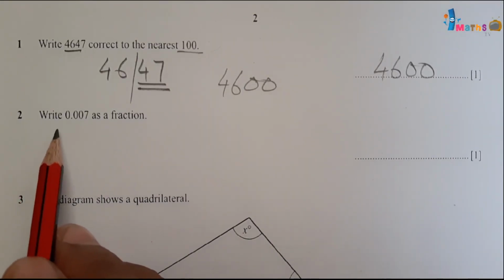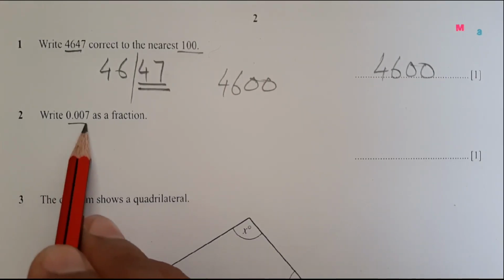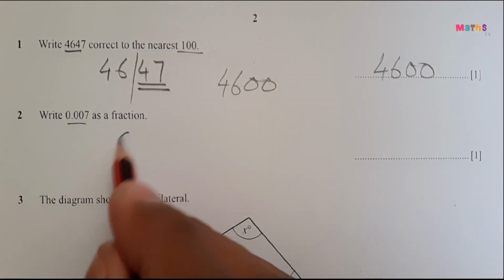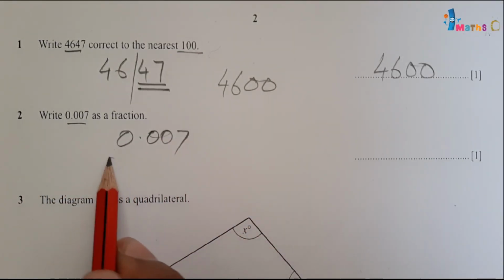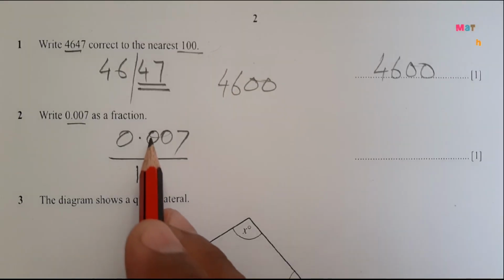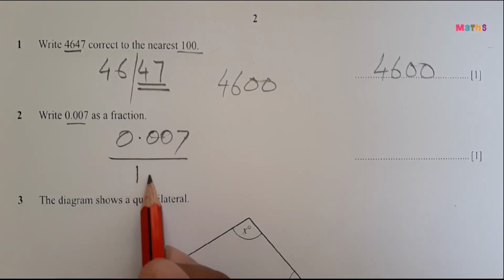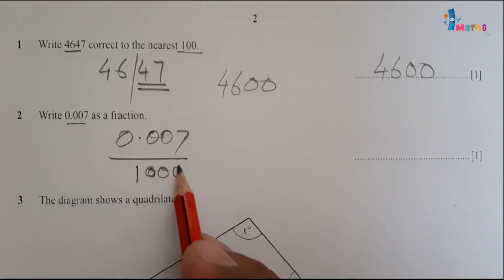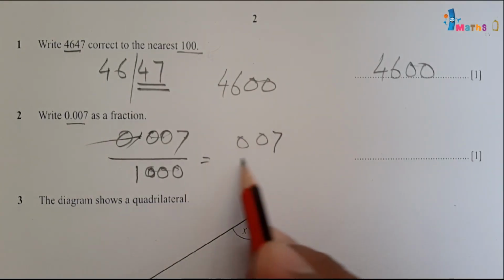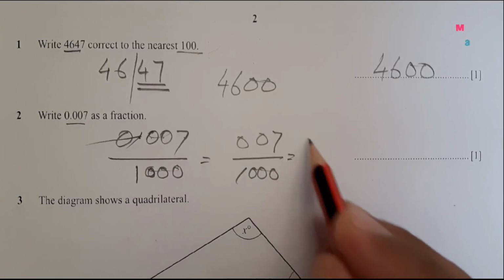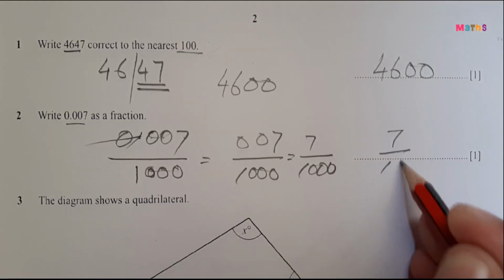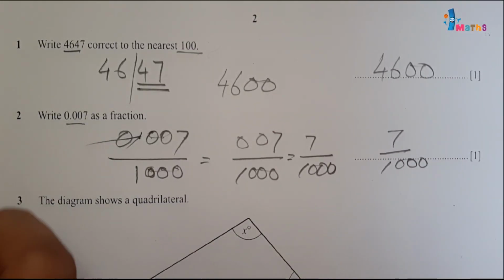Question number 2, write 0.007 as a fraction. So we have to convert a decimal into a fraction. So for 0.007 we will write down the denominator. Under the decimal we will write 1, and for each digit on the right we will place zeros. So our number will be 007 over 1000, or we can write 7 over 1000. So our answer will be 7 over 1000.